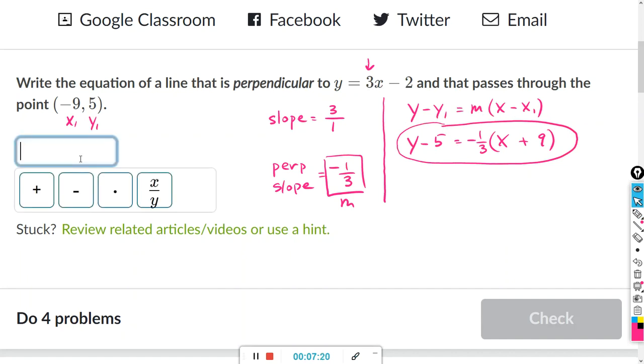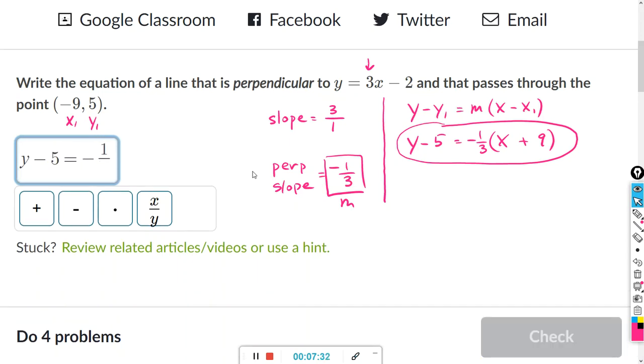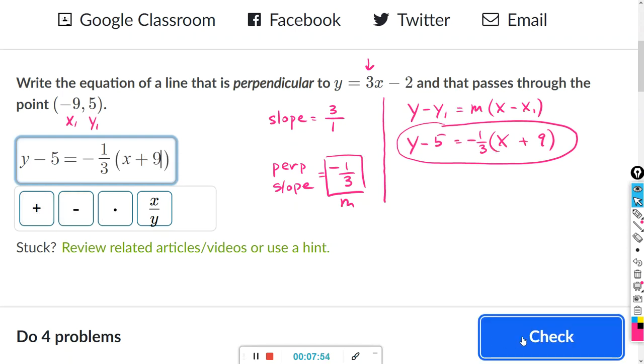So enter this in the box. I'm going to type y minus 5 equals -1/3. Okay, and then click. See, you're in the denominator now, so you have to click up here. Okay, to move the cursor up, then type the parentheses and inside x plus 9. Okay, make sure it matches what you wrote, and that's it.